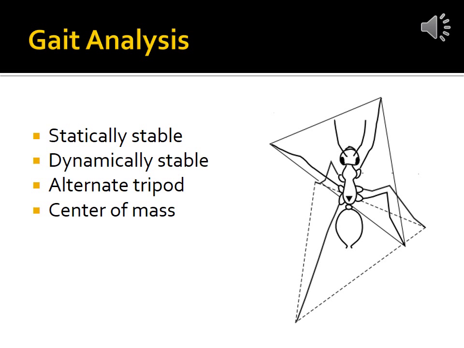The alternating tripod gait is called so because the ant uses its first and last leg on one side and the middle leg on the other side to literally put down tripods. The center of mass, which is denoted by the triangle, falls within this tripod, making it a statically and dynamically stable gait. As you can see, while moving, the center of mass moves from the previous tripod to the next tripod.